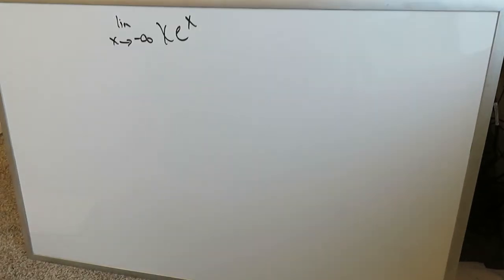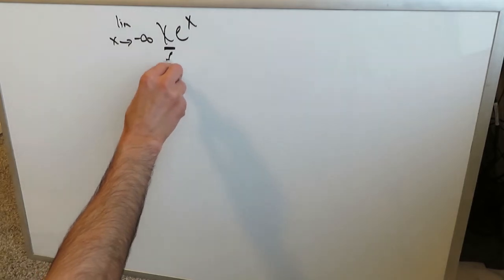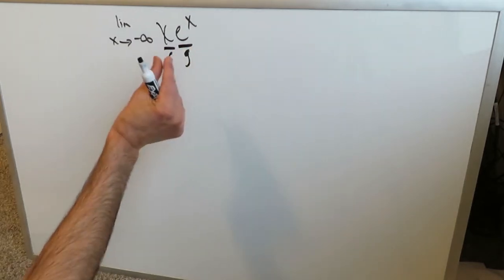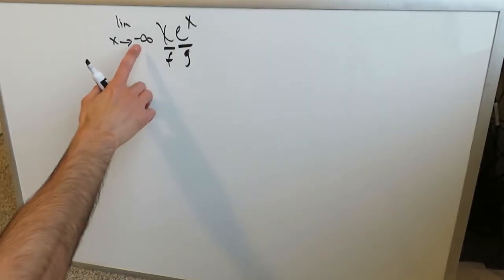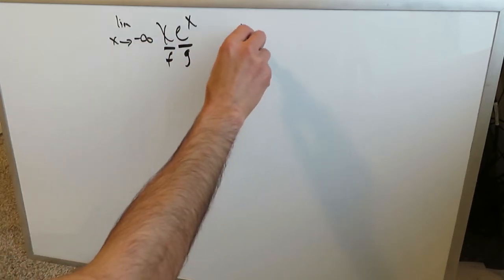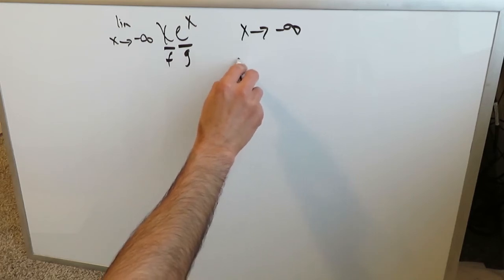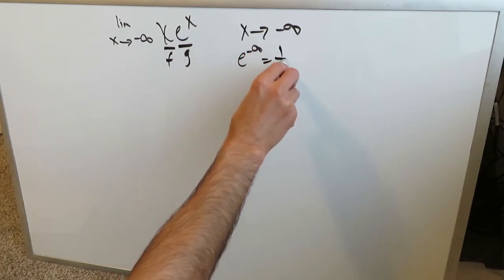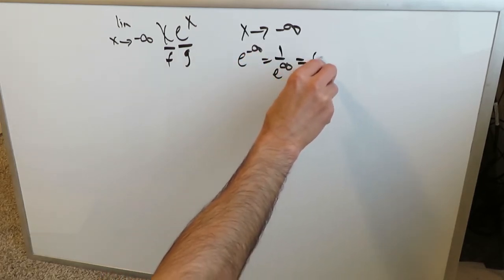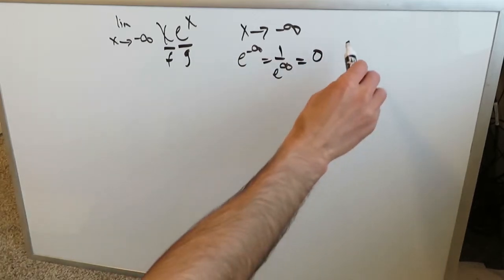Let's look at this one. If we were to look at this, here's my f function right over here, and the g function. We have a product of two functions. If x is approaching minus infinity, the g function would be e to the minus infinity, which would be 1, or e to the infinity, which would be 0. You see here now we have the indeterminate form type.